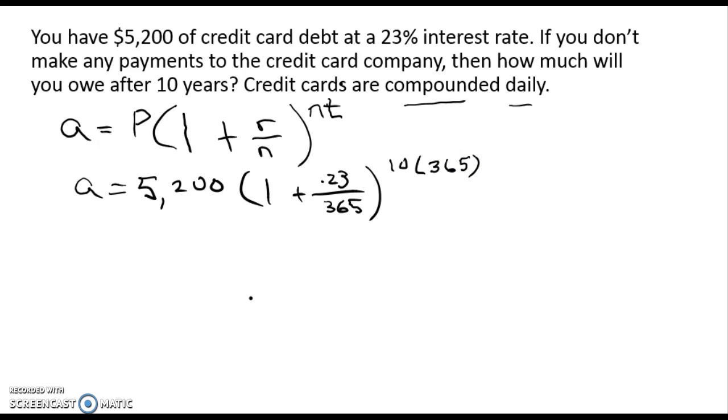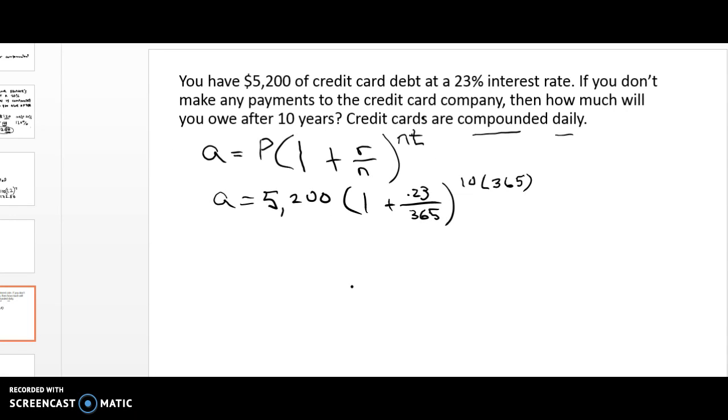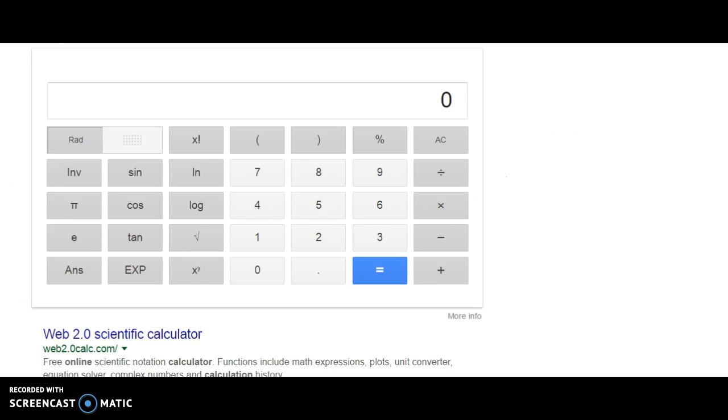So I'm going to show you how to do this on a calculator. I'm going to work within the parentheses first. I'm going to raise it to this, where when you multiply that is 3,650, and then I'm going to multiply it by the principal. I'm going to leave the numbers in the calculator because if we just round, then we lose digits and the solution becomes less accurate.